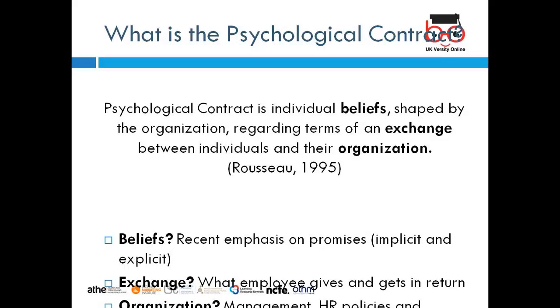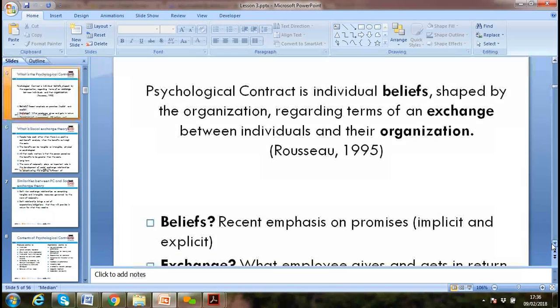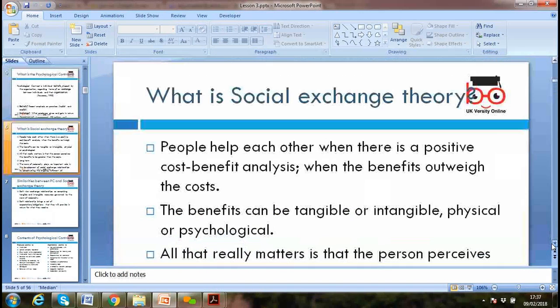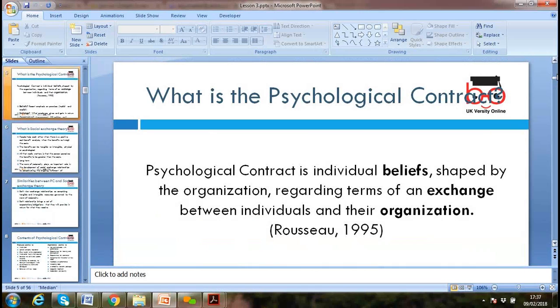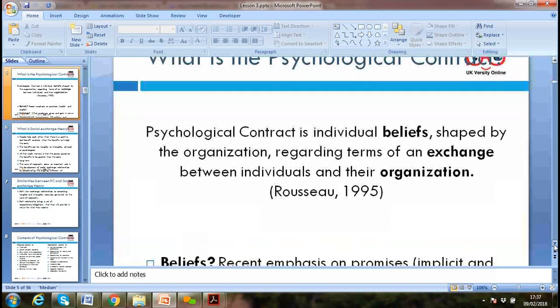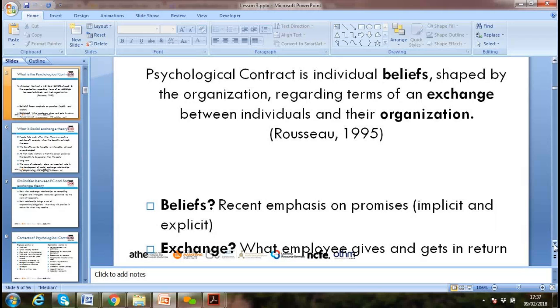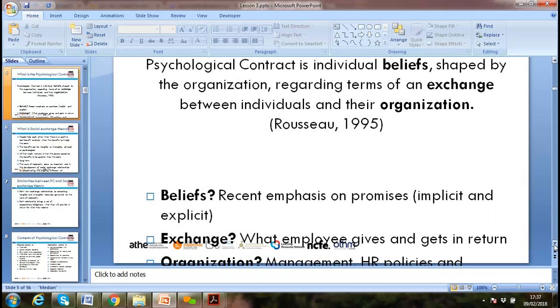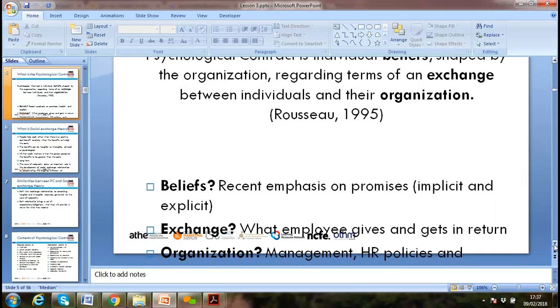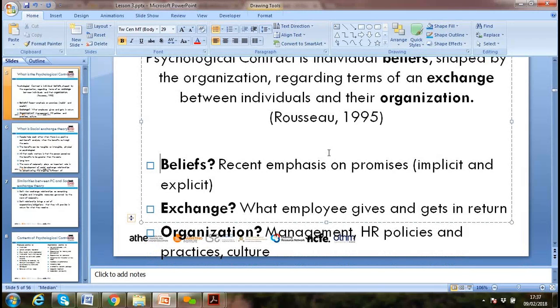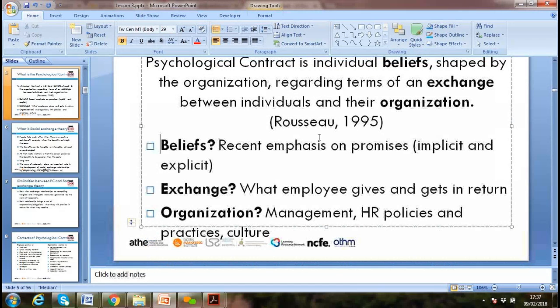There is a recent emphasis on the promise, implicit or explicit, of exchange: what the employees give and get in return from the organization. So we need to look around those. And when we're looking at organizations, we need to look at the HR policies of the organization, what employees give and get in terms of the exchange, organization management and HR policies. Those come under this, so we need to look around those as well to make a contract.